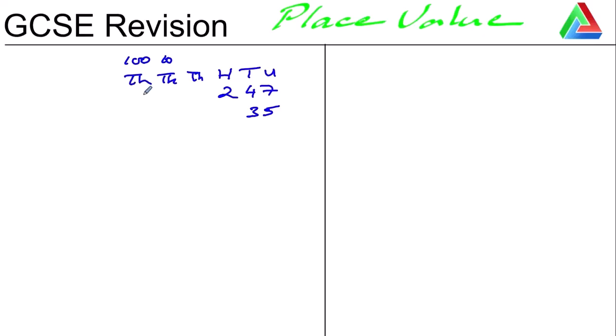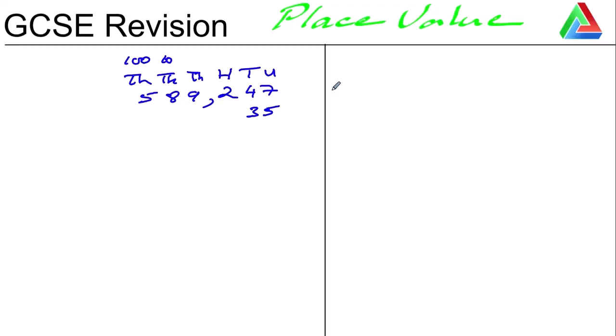Now if I fill this in, so let's do 5, 8, 9, and I would put a comma in here. It just makes it easier to read. I've got 500,000, 80,000, and 9,000. And I would read this number here as 589,247. Now some people have difficulty reading numbers.